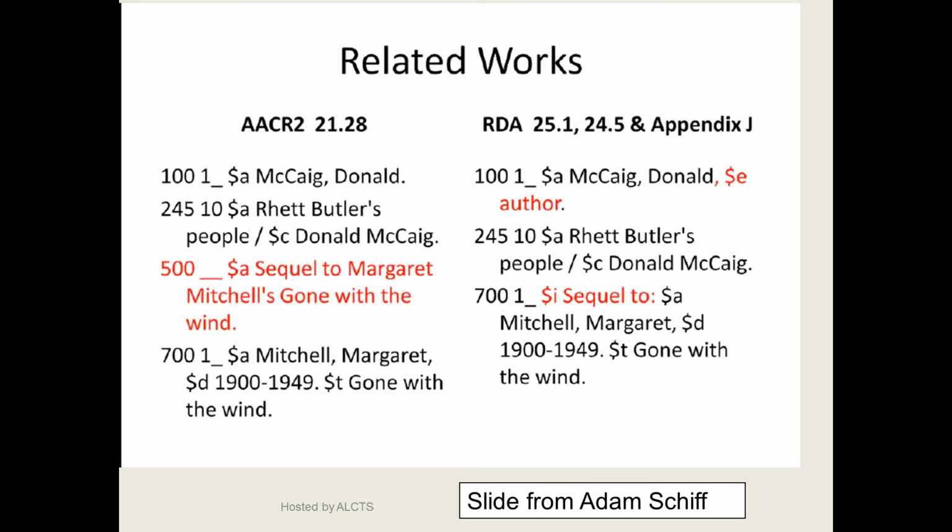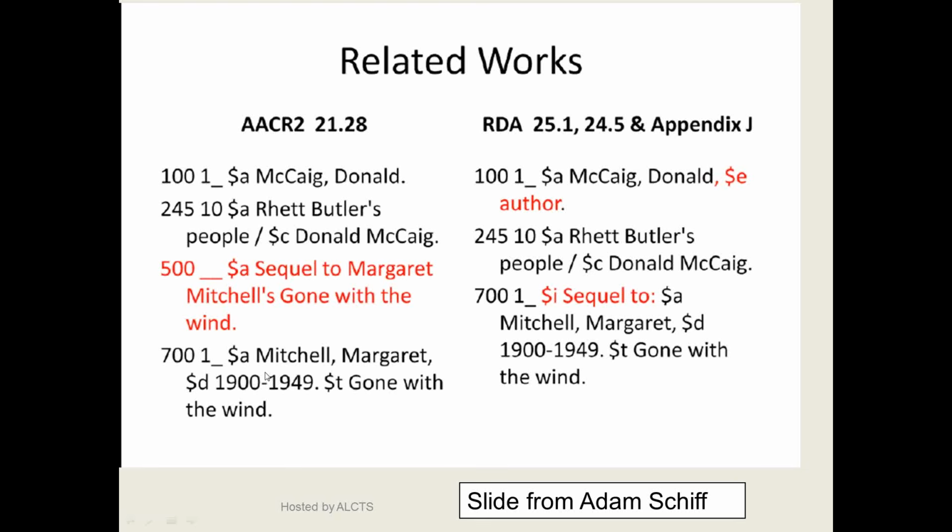And here's just a little more MARC. I wanted to show this slide from Adam Schiff's excellent presentation, Changes from AACR2 to RDA, a comparison of examples, to show you what's going on behind the scenes. He shows here that in an AACR2 record, here for Rhett Butler's People, we can only make a textual note, that's the 500 field here shown in red, about the relationship of this work to another, that it is a sequel to Margaret Mitchell's Gone with the Wind.